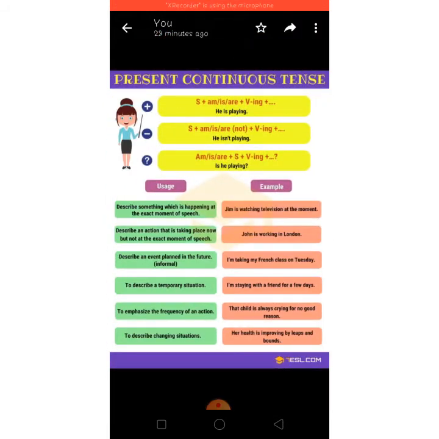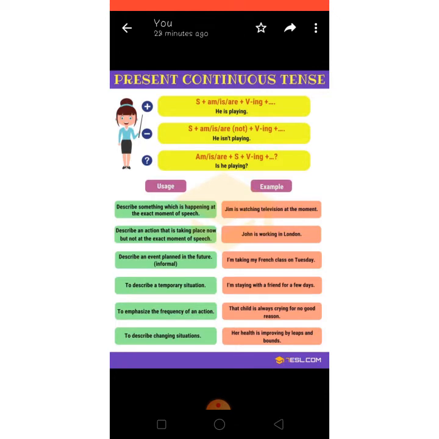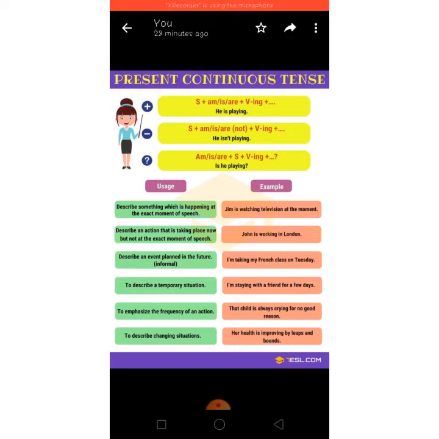Present continuous tense ada 6 usage, kegunaan dia. What is present continuous tense? Guna untuk apa? What do you use it for? The first one, to describe something which is happening at the exact moment of the speech. Benda yang tengah berlaku pada waktu kita bercakap tu. For example, Jim is watching television at the moment. We can also use it for the second usage, to describe an action that is taking place now but not at the exact moment of speech.